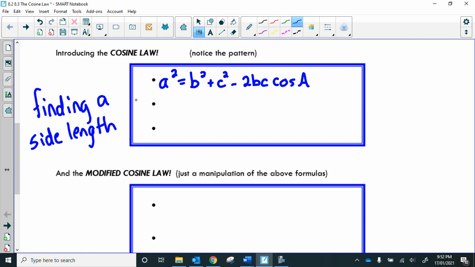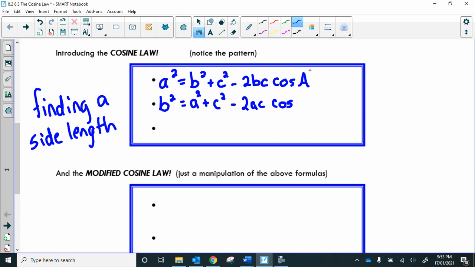Also, we can rearrange this for b and c. If we wanted to solve for b instead, there's actually a pattern here. It's a squared equals b squared plus c squared, which are the other two sides. Same thing for this one: b squared would equal the other two sides squared. The other two sides are a and c, minus 2, and again the two other sides. If I'm starting with b, my two other sides are a and c.